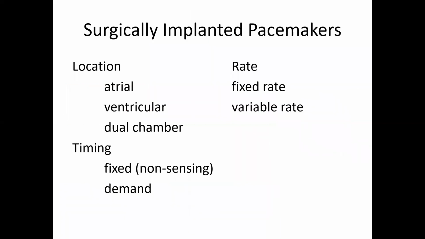So here are the choices. It could be fixed, where it just fires every time, or it could be on demand, where it fires when it needs to. And here are the choices: atrial, ventricular, dual chamber. And it could be a fixed rate or variable rate. Of course, the variable rate is still kind of fixed. They could vary it based on the telemetry, what they saw in the EKG. But for you, just know fixed versus demand and atrial, ventricular, or dual chamber. And that's where you're going to live.